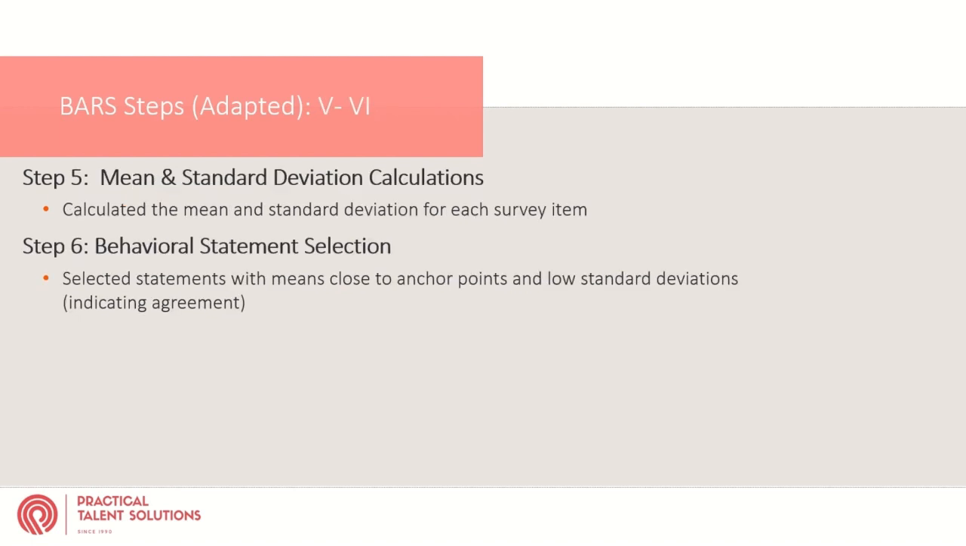For step 5, we utilized the survey data to calculate the means and standard deviations for each item. In step 6, after analyzing the calculations, we chose 10 statements, 5 for each dimension, for the final bars that exhibited low standard deviations and means closely aligned with anchor points.